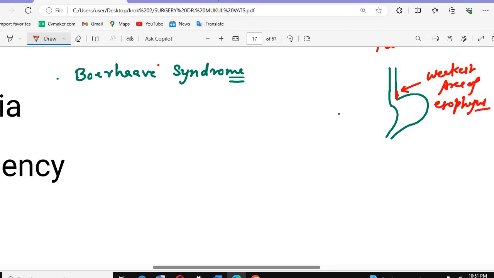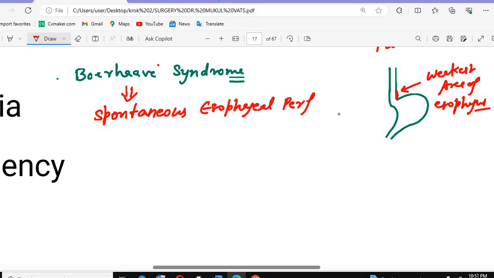This is the weakest area of the esophagus. Now in Boerhaave syndrome, there will be spontaneous esophageal perforation. Now see, it involves the lower esophagus. Which esophagus does it involve? It involves the lower. Let's first write, and then after that I will explain.